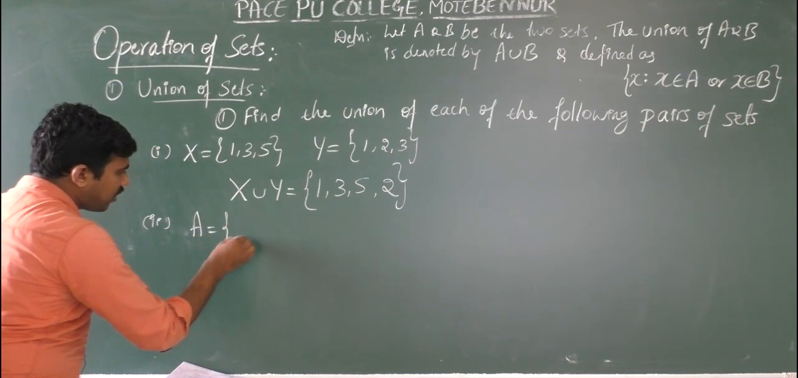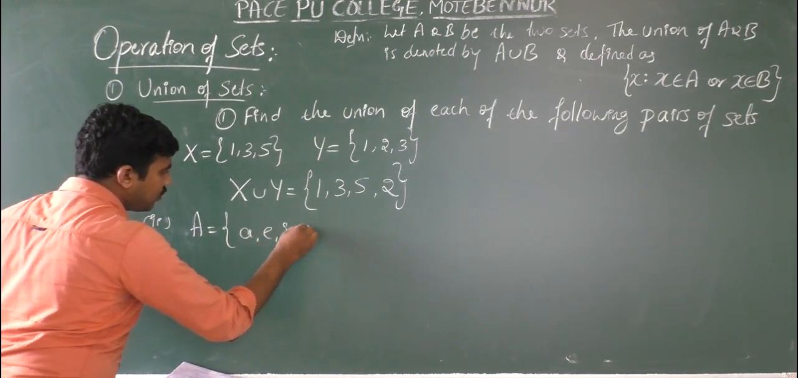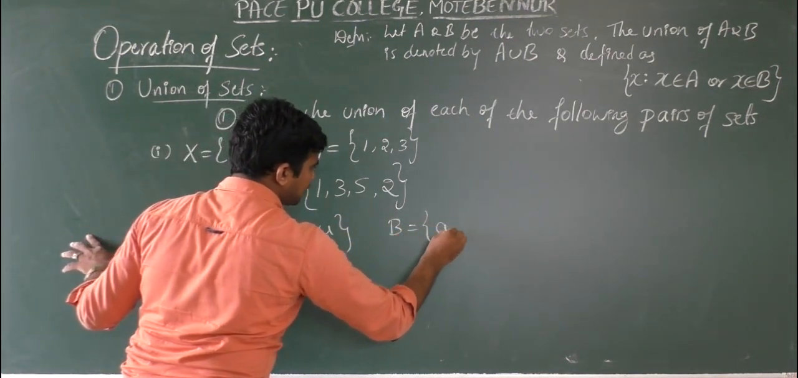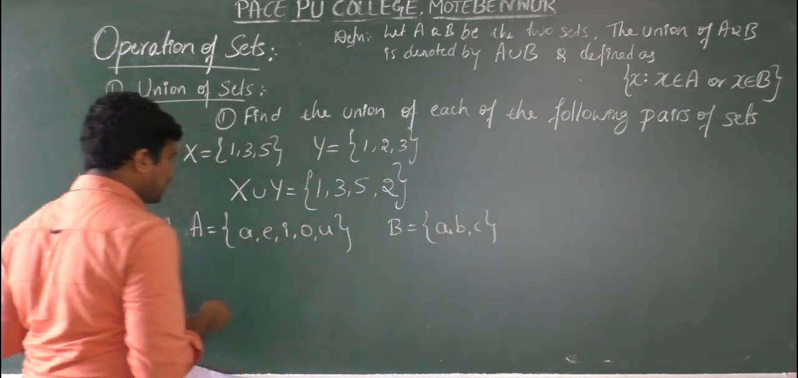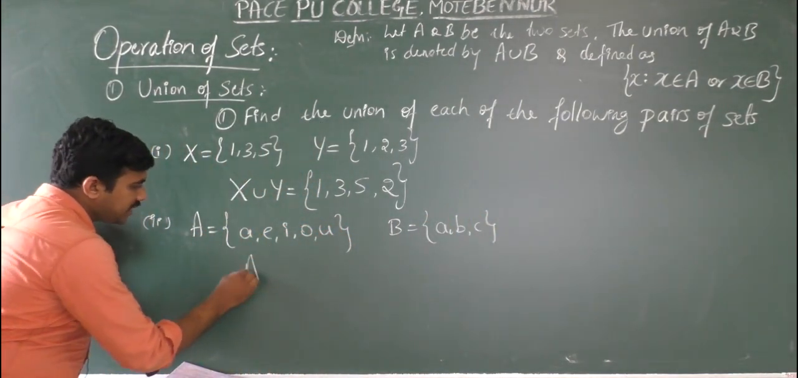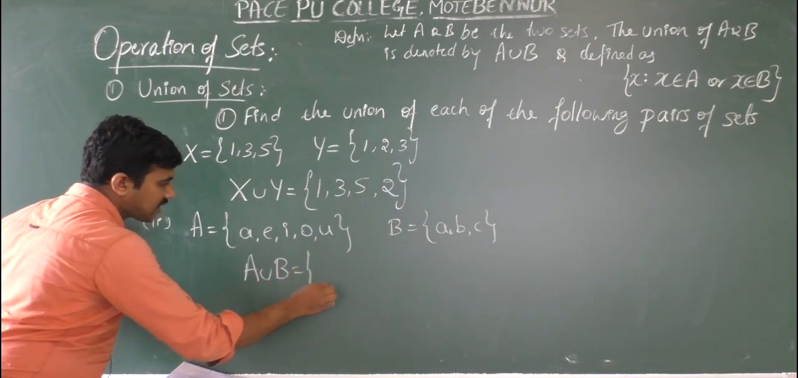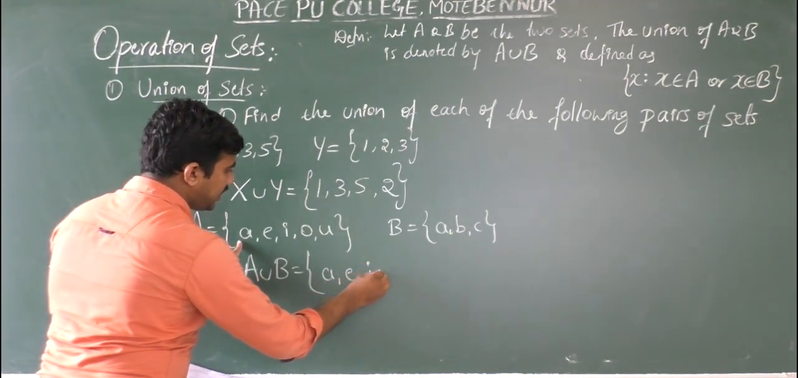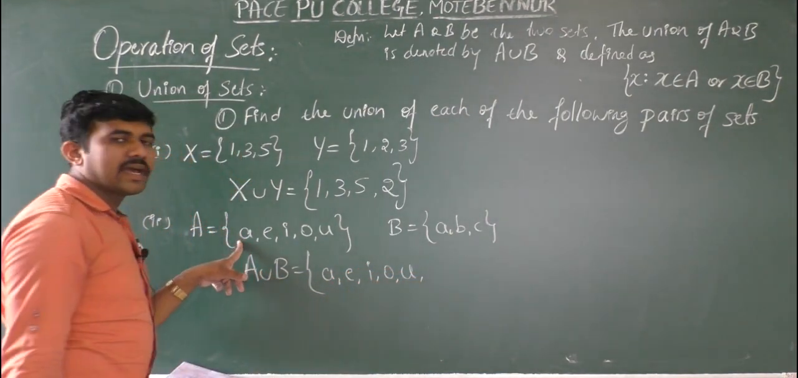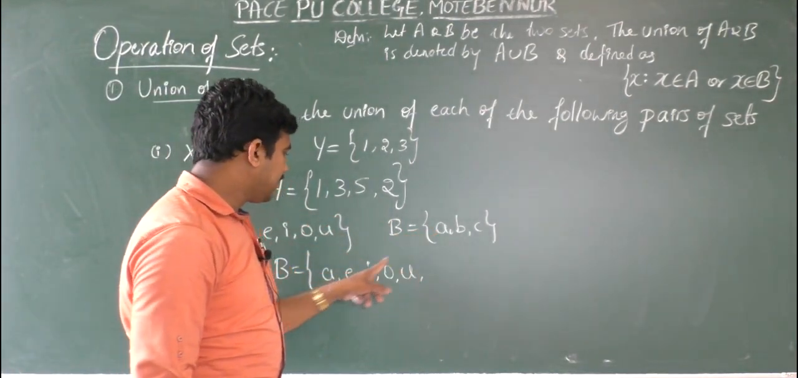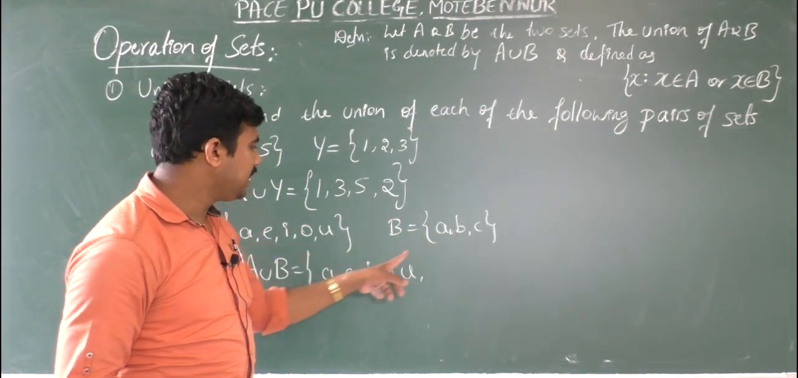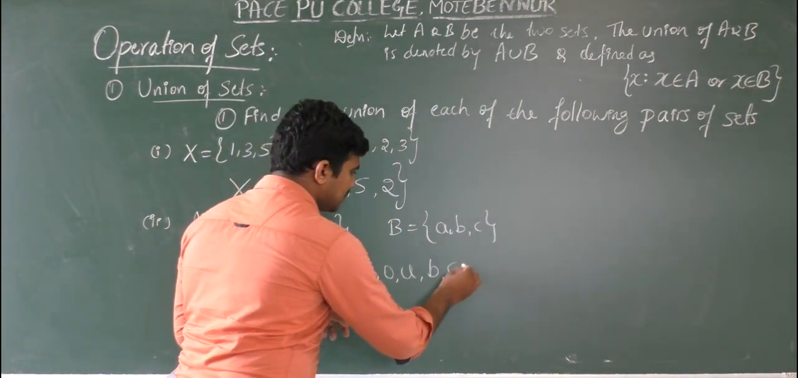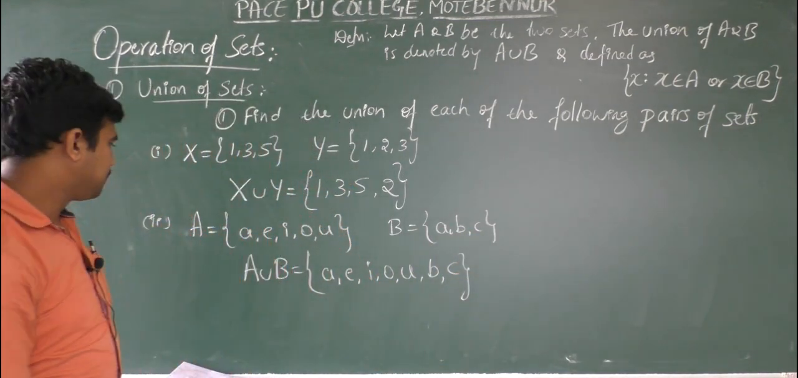A is equal to the set of all A, E, I, O, U. B is equal to the set of all A, B, C. Now what is A union B? A union B is equal to the set of all, collect all the elements of A, that is A, E, I, O, U. Collect all the elements of B, that is A, already you have, don't write again. B, write here, B. Next C. C you don't have, so write C. So this is A union B.